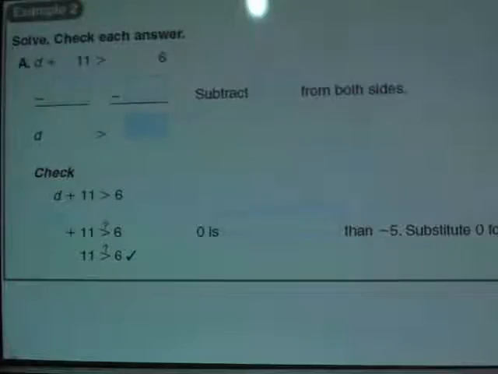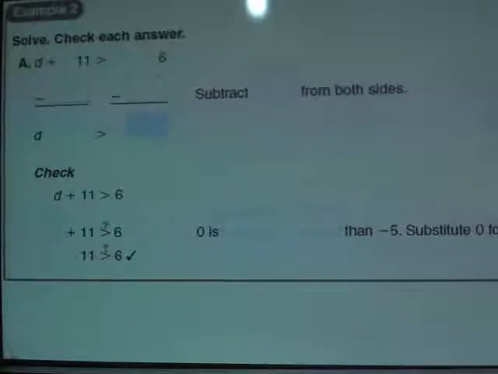Now what's different about question 2 is that they've now eliminated the graphing step. So all we have to do is the solving step and not the graphing element that we learned yesterday. We've got d plus 11 is greater than 6. So we're going to have to go ahead and solve this out just like we would with an equation.